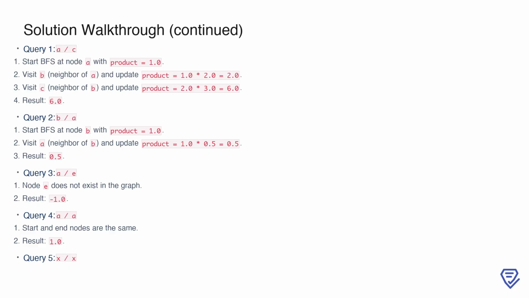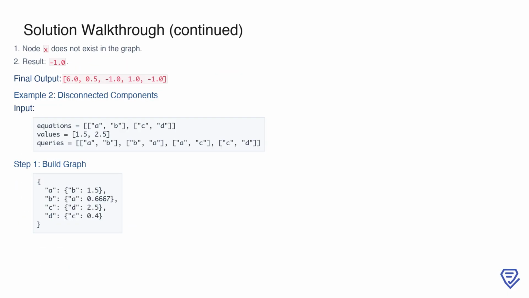Next, for the query B/A, we start at B with a product of 1.0. Moving to its neighbor A, we update the product to 0.5, which gives us the result of 0.5. For A/E, since node E does not exist in the graph, the result is -1.0. Similarly, for A/A, as the start and end nodes are the same, the result is 1.0. Each node divided by itself will always yield 1. Finally, for X/X, as node X does not exist in the graph, the result is also -1.0. With all the queries evaluated, the final output for this example is 6.0, 0.5, -1.0, 1.0, -1.0.